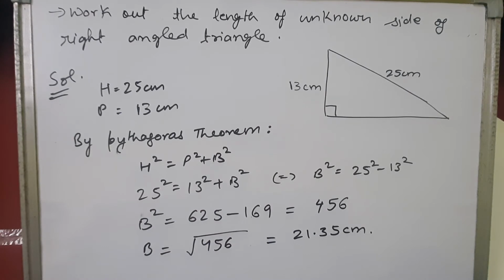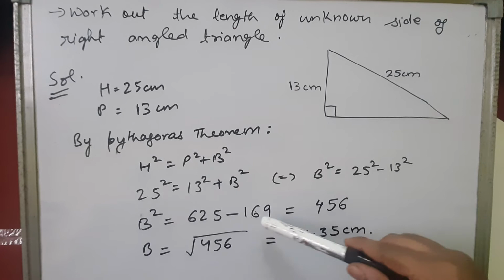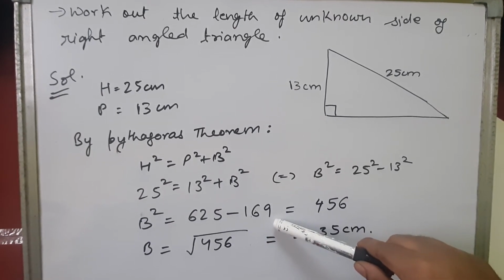So if we apply Pythagoras theorem here, we know that the Pythagoras theorem is hypotenuse square equals perpendicular square plus base square. Alright, so when we substitute the value of hypotenuse as 25, perpendicular as 13, and base we have to calculate, we will get 25 square equals 13 square plus base square. Transfer 13 square to that side, so base square will be 25 square minus 13 square. Now the value of 25 square is 625, 13 square is 169. So this will become base square equals 625 minus 169.